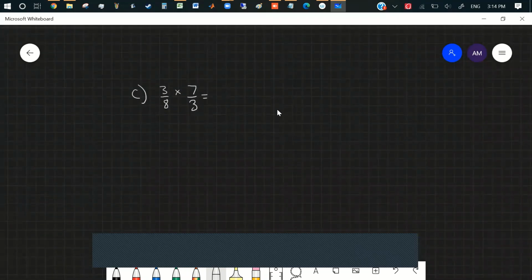All right, let's give the next one a try here. So 3 times 7 on the top will make 21. And 8 times 3 is 24. Now again, let's see if this thing can be reduced. Is there a number that we can divide 21 by, and we can divide 24 by the same number? Well, yes, the answer would be 3. So 21 divided by 3 is 7, and 24 divided by 3 is 8.